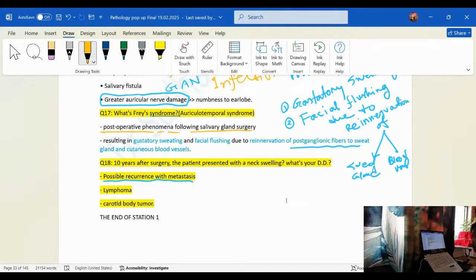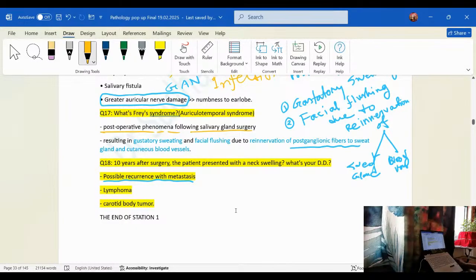It occurs due to re-innervation of the postganglionic fibers to the sweat gland and the cutaneous blood vessels. As a result, there will be gustatory sweating and flushing of the face.